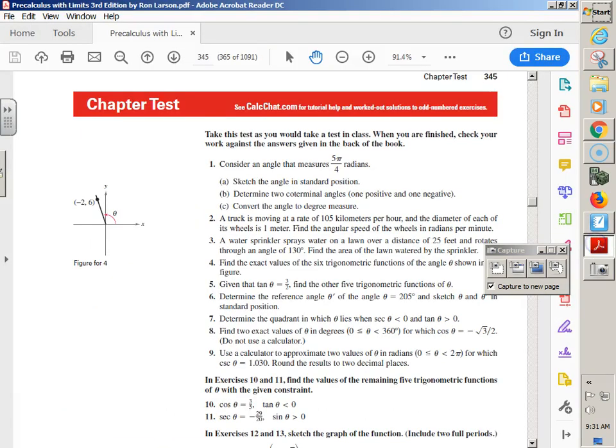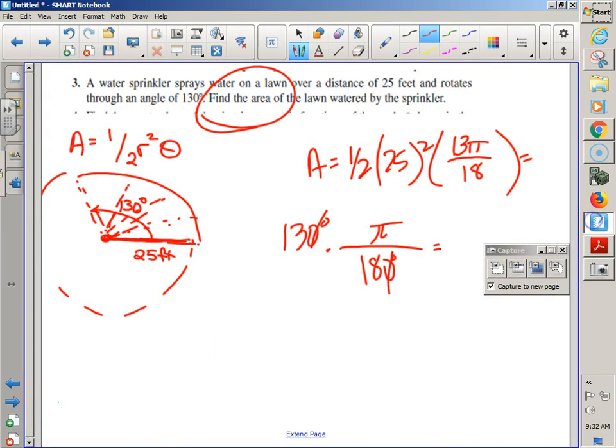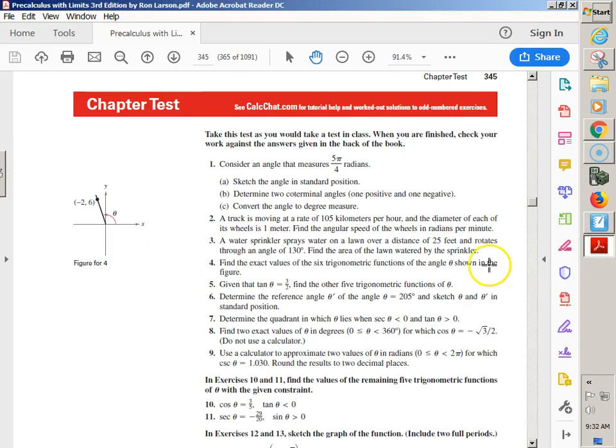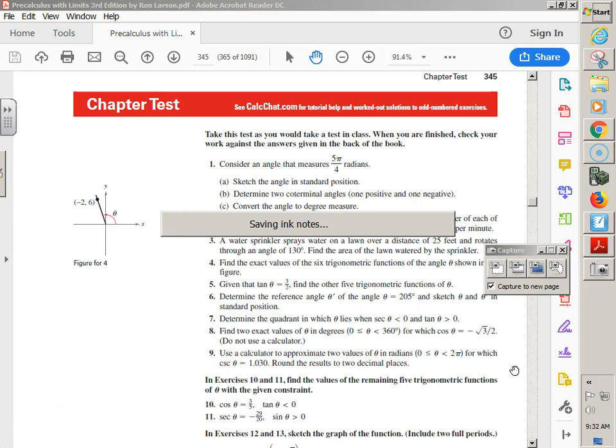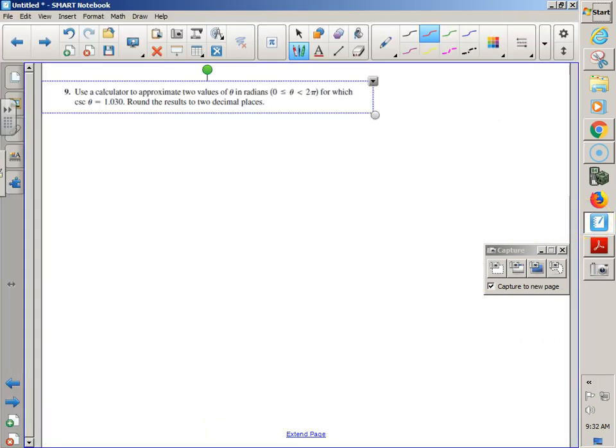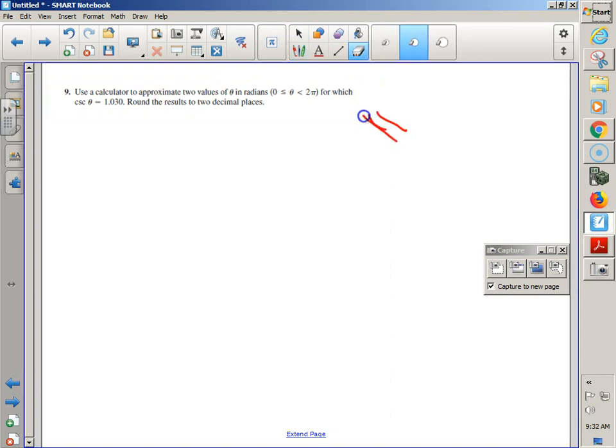Okay, last call in chapter 4. There was a lot. 9? Ooh, that one's good because it's a calculator one and you guys weren't allowed to use your calculator. So I could ask something like this. Uh-oh, where'd it go? Okay. Number 9. Well, that's not helpful in any way, shape, or form.